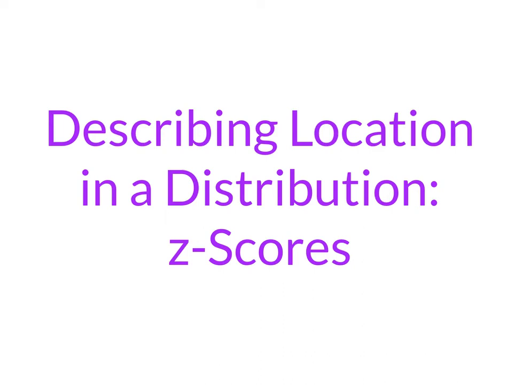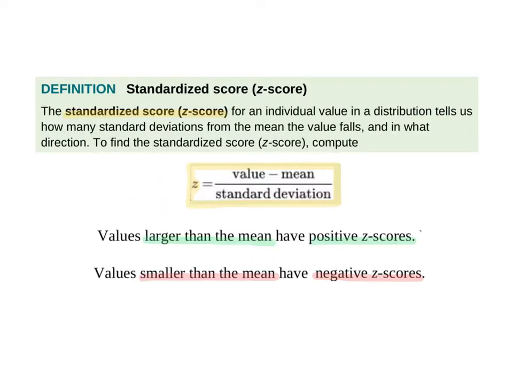In this video, we're going to talk about describing location in a distribution, and specifically, we're going to talk about z-scores. What's a z-score? Also known as a standardized score, a z-score for an individual value, so that's a single data point in a distribution, tells us how many standard deviations away from the mean that value falls, and in what direction. Is it to the left or to the right?